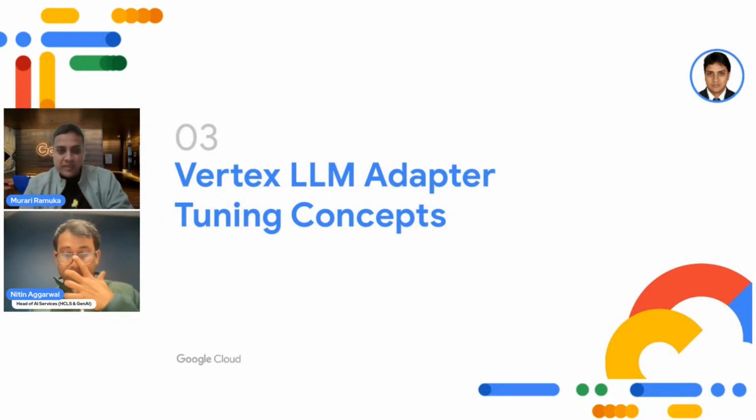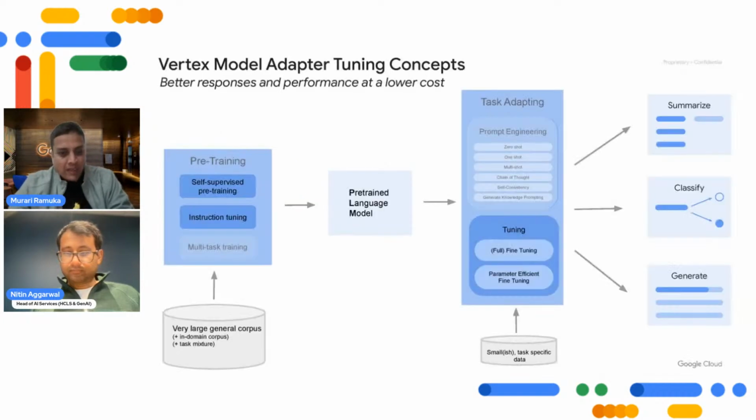And that's where tuning, which is the adapter tuning method, or maybe RLHF, and there are multiple other methods which Nitin talked about, is very important, right? What I'm going to cover here is how adapter tuning works as part of Vertex AI, and that is what I'm going to focus on. So let me quickly go ahead and talk about that.